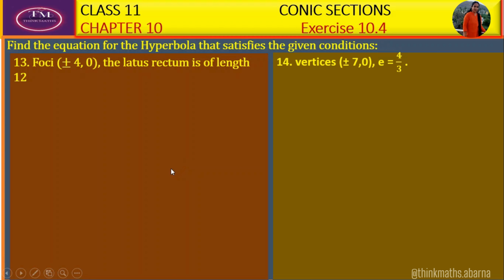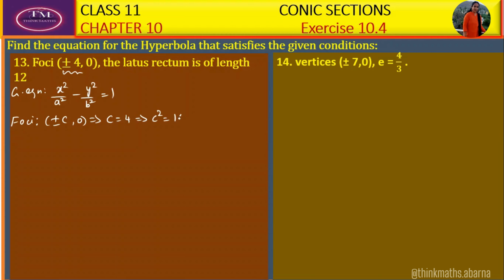Here the foci is plus or minus 4 comma 0 and latus rectum is 12. So the foci is in x-axis. So the general equation will be x square by a square minus y square by b square equal to 1. So foci for this is plus or minus c comma 0. So comparing we get c is equal to 4. So c square equal to 16.